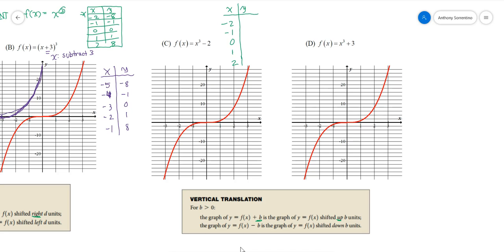So it seems as though when I was doing the opposite for the x transformations, the horizontal transformations, I'm going to do exactly what I'm told to do for the y's. And these are the points I am going to plot now.